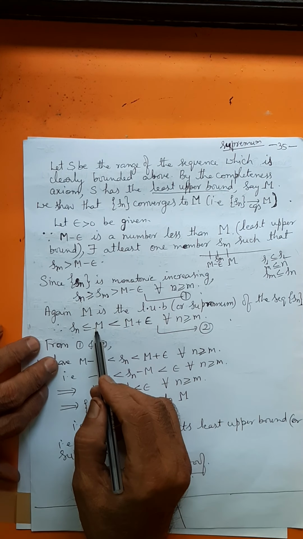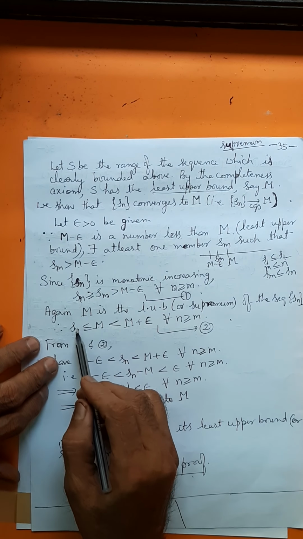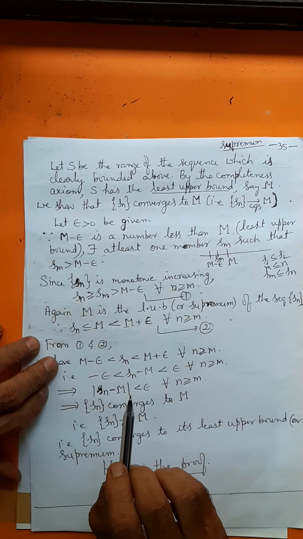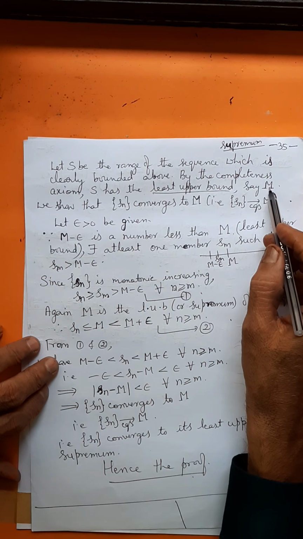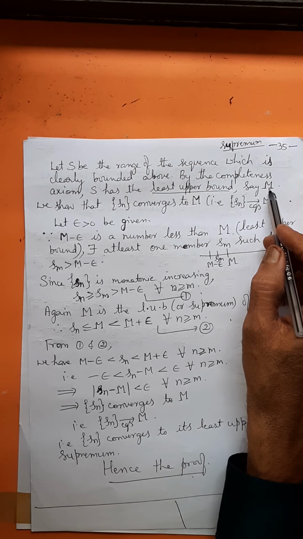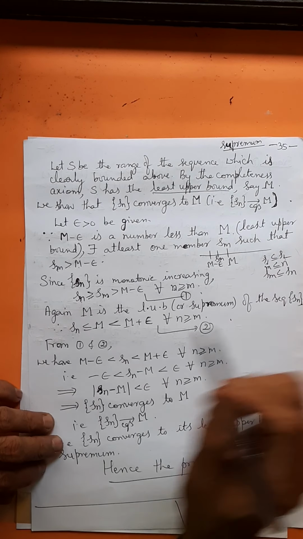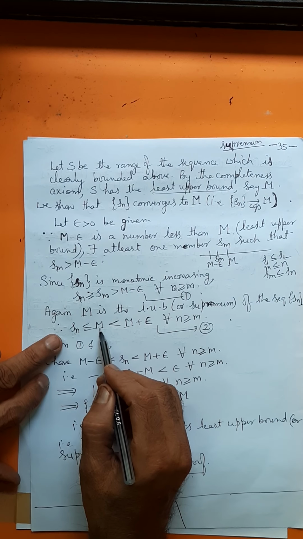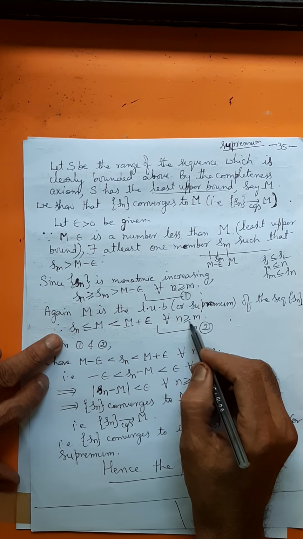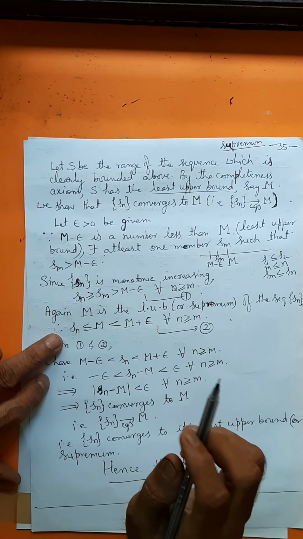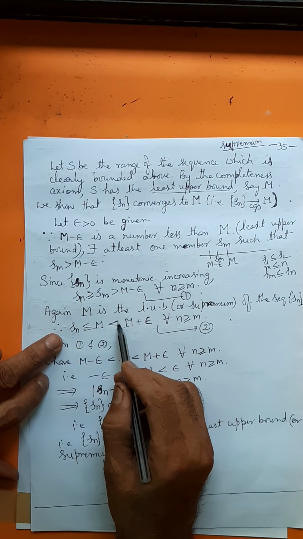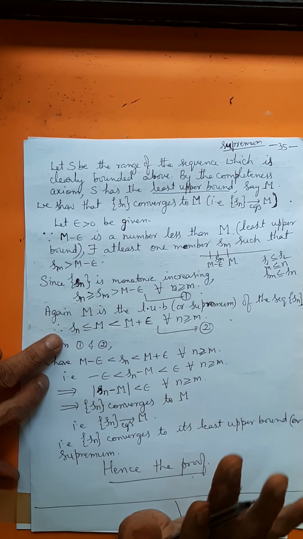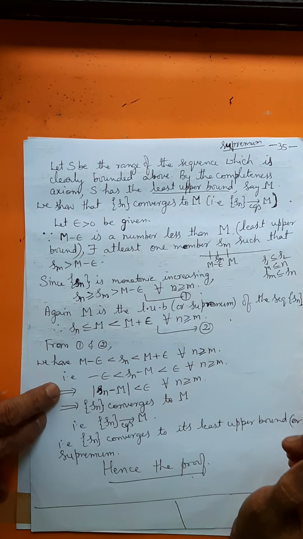First of all, it should be an upper bound, and it is the least among all the upper bounds. Since m is the least upper bound, it should be an upper bound first of all. What does upper bound mean? Every term of the sequence is less than or equal to m. Clear, no? For every n greater than or equal to m, this happens. And m is obviously less than m plus epsilon. Okay, fine. Call this as 2.